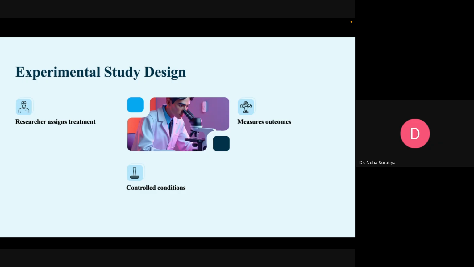Researchers assign treatment and intervention. It will be in a controlled condition, and they are going to measure some outcomes. Okay, so this is the overall experimental study.